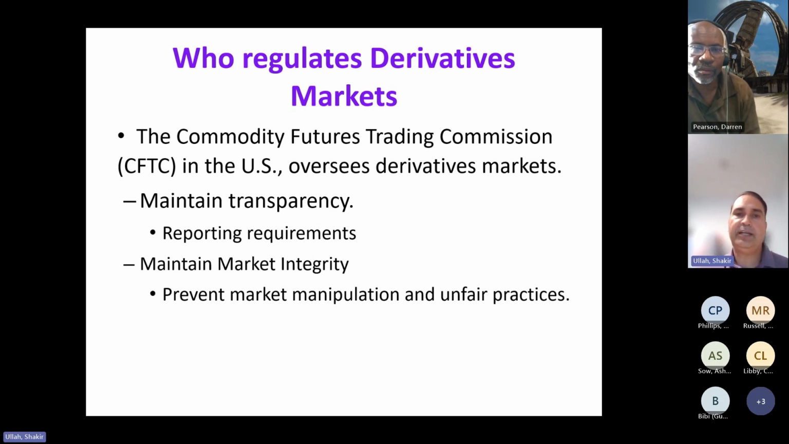And the last thing, who regulates derivatives markets. So in the US, we have the CFTC, the Commodity Futures Trading Commission, and they are regulating most of the derivatives in the market. They are trying their best to maintain transparency in the market in terms of the instruments and in terms of the buyers and sellers, and providing a little bit of safety and security to the investors. Because they have their own reporting requirements. If you are listing a derivative instrument, you have to meet certain reporting requirements. If you don't meet those, they don't allow that derivative to be listed and traded in the market. And also they try to maintain the market integrity so that there's little manipulation.